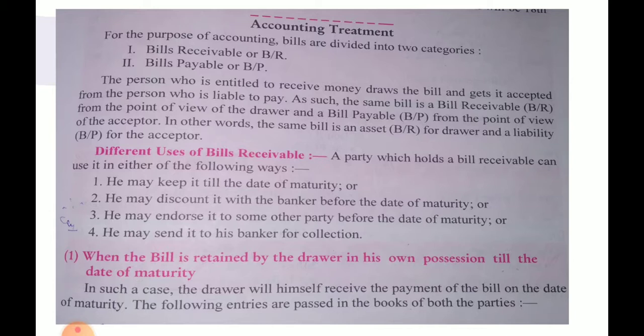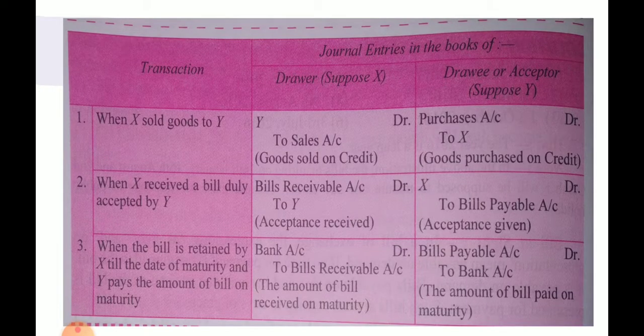Like, he may keep it till the maturity date. He may discount it with the banker before the date of maturity. He may endorse it to some other party before the date of maturity, and he may send it to the banker for collection. So the first case is when the bill is retained by the drawer in his own possession till the date of maturity. When the drawer of the bill keeps the bill till the date of maturity, then these journal entries are passed.